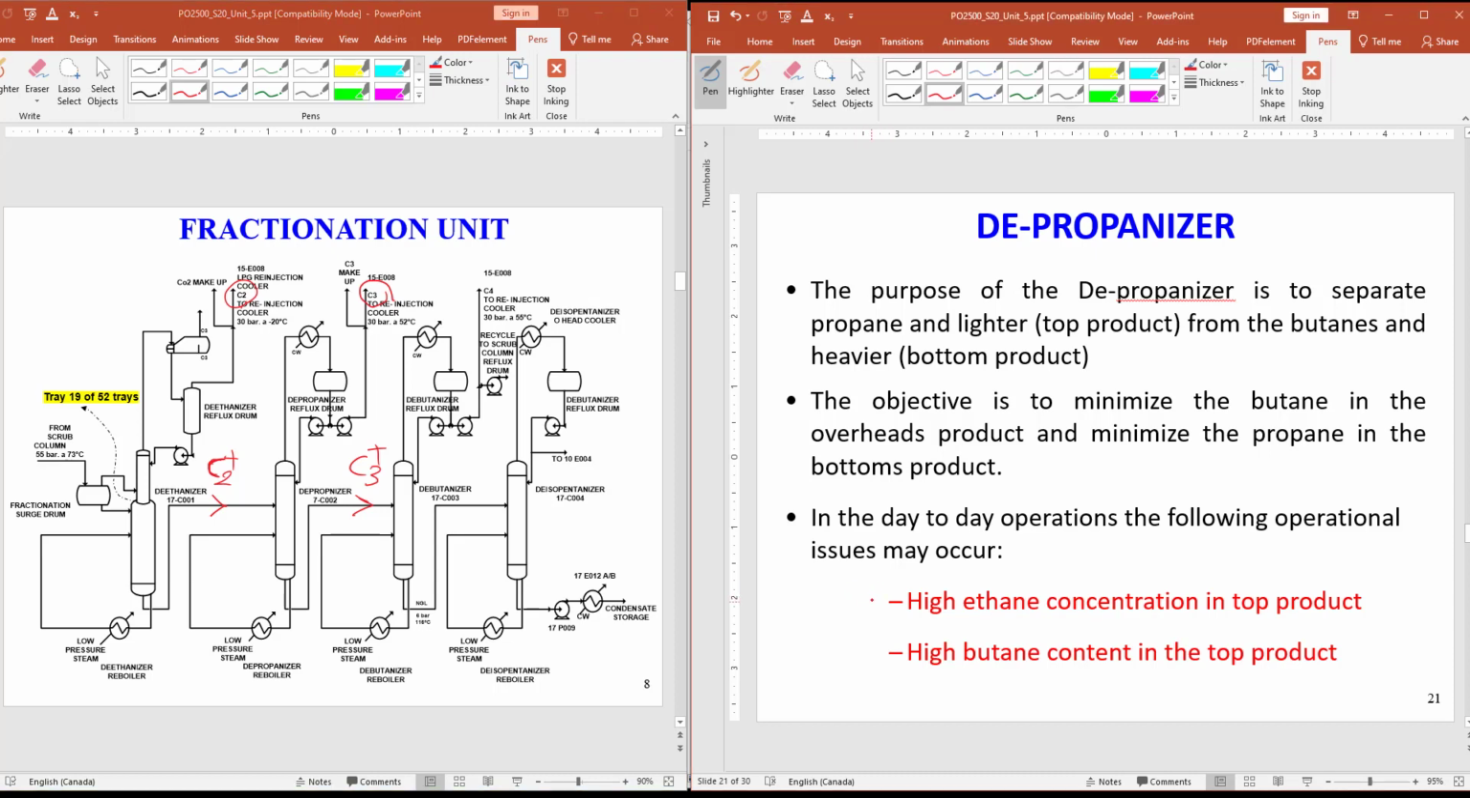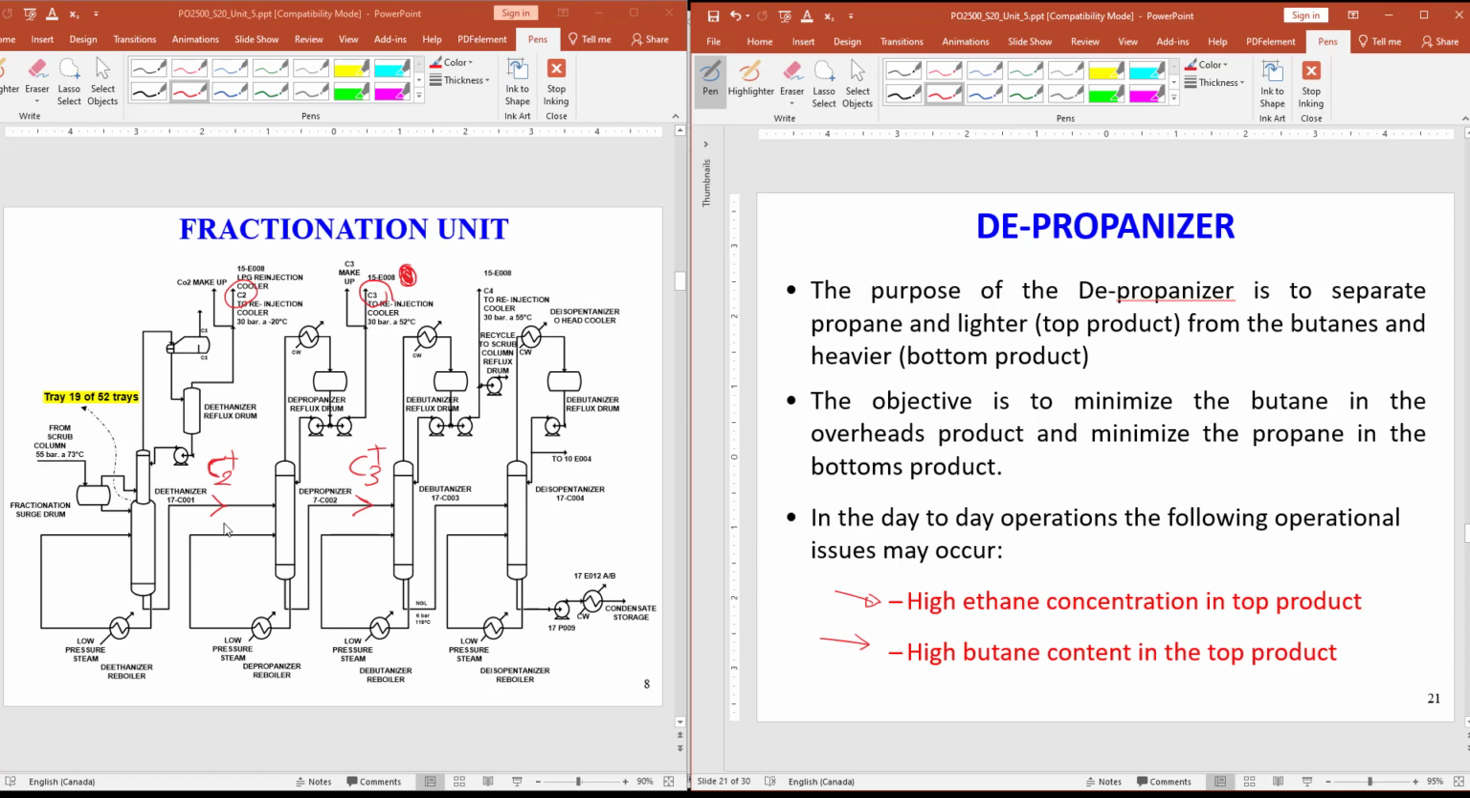If the operation is not done accurately, or even if the operation is not correctly done in the previous unit, we might have a big amount of ethane here, coming from that unit, or we might have butane here, butane that was supposed to be separated in the next column. In either case, like the previous unit, we can adjust it with the reflux ratio and also by adjusting the heat duty in the reboiler.